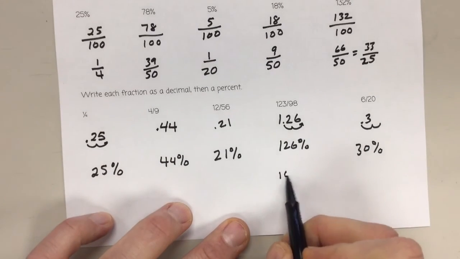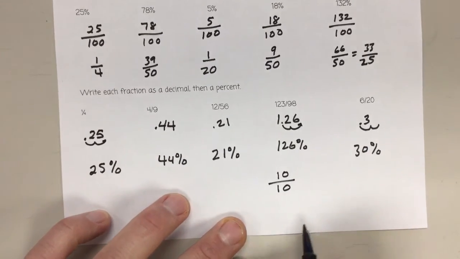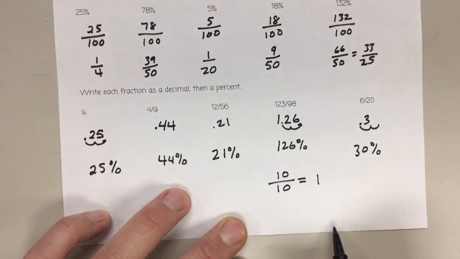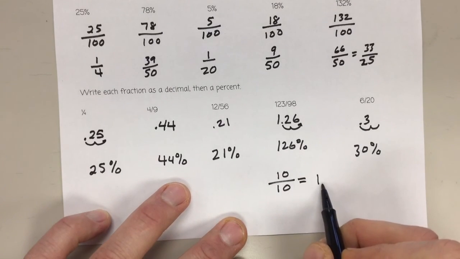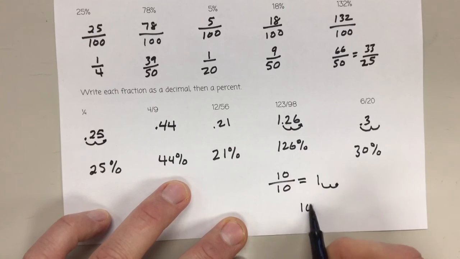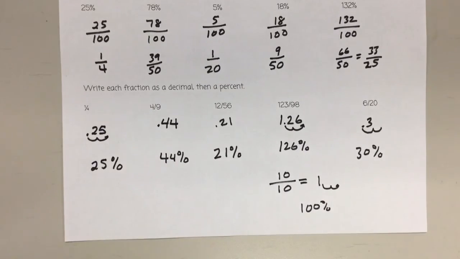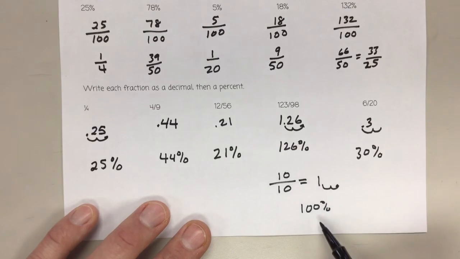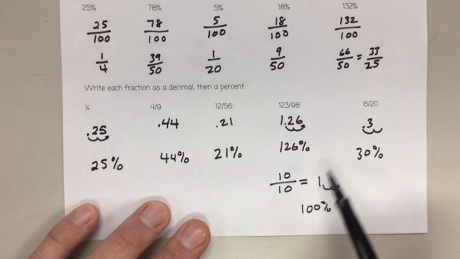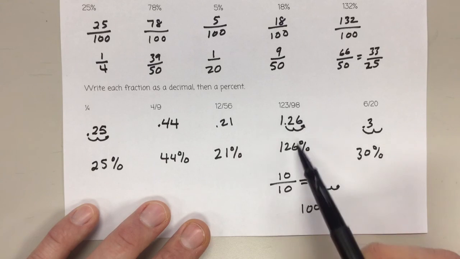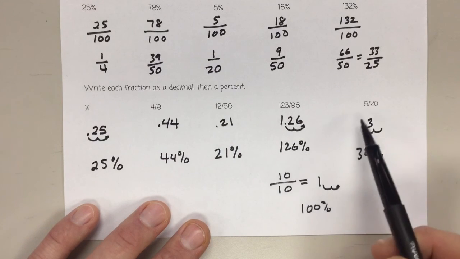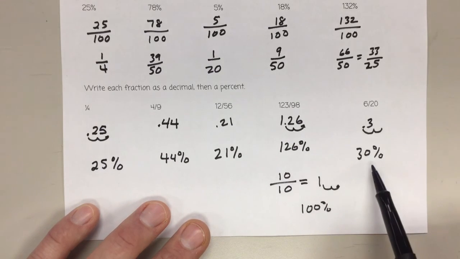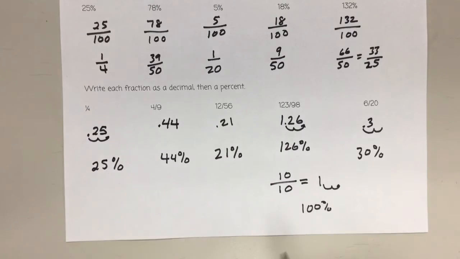If we had the same number over itself as a fraction, when you divide it, you'd get 1. And when you move the decimal 2 places to the right, that would give you 100%. So when the numerator and the denominator are equal, that means 100%. If the numerator is bigger than the denominator, we're going to get over 100%. When the numerator is less than the denominator, we're going to get something under 100%.